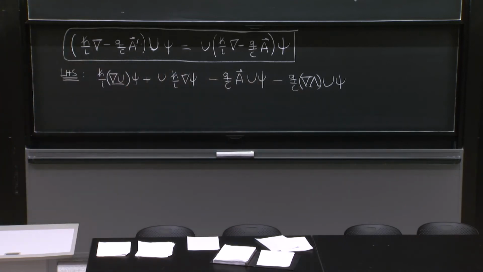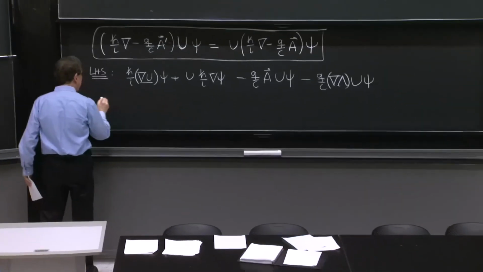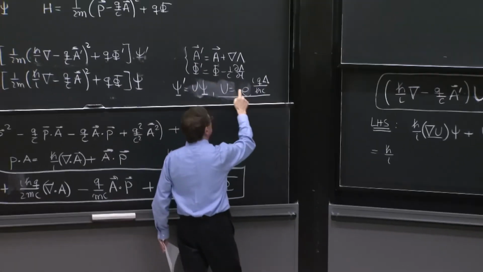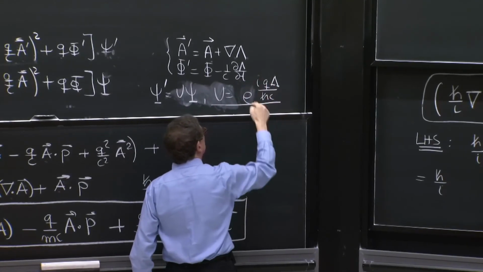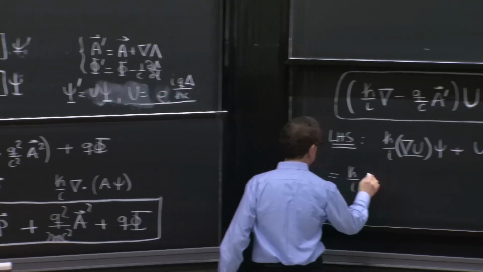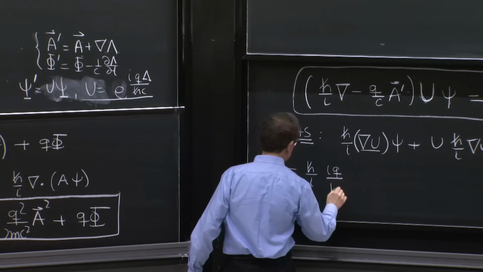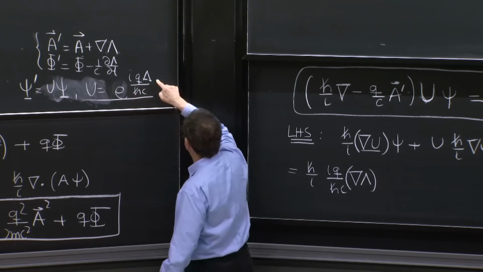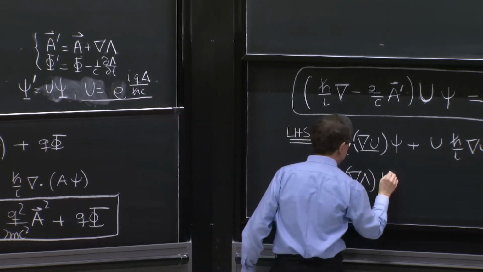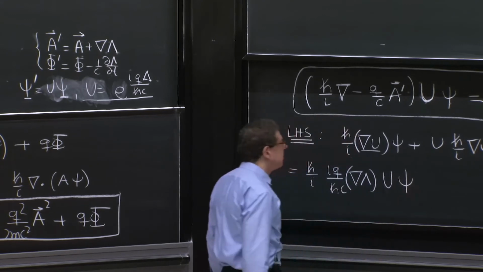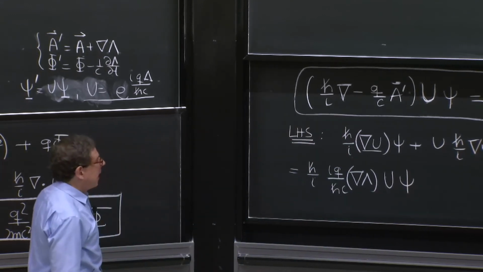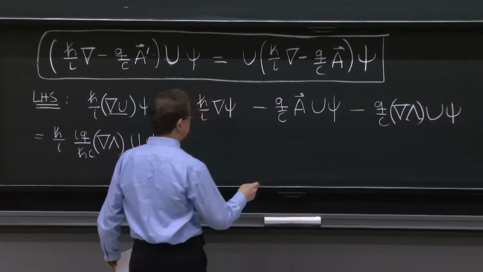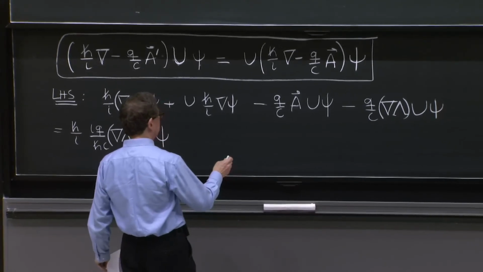U is here. When we take the gradient of u, what do we get? h bar over i, now gradient of u. You differentiate the exponential, so you take the gradient of what is in the exponent. So it's i q over h bar c, gradient of lambda, times u itself, because you're differentiating an exponential, times psi. And then you have all these other terms. I'll couple this term.